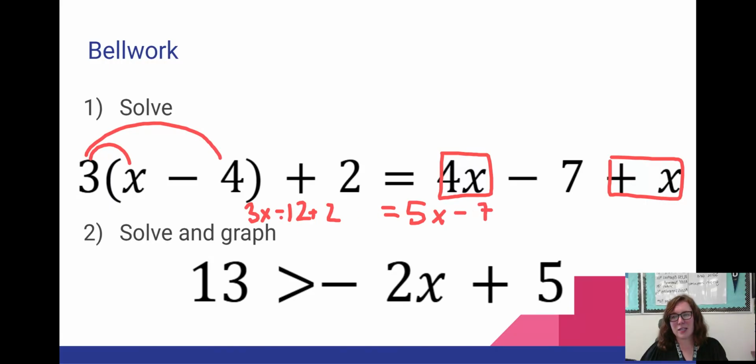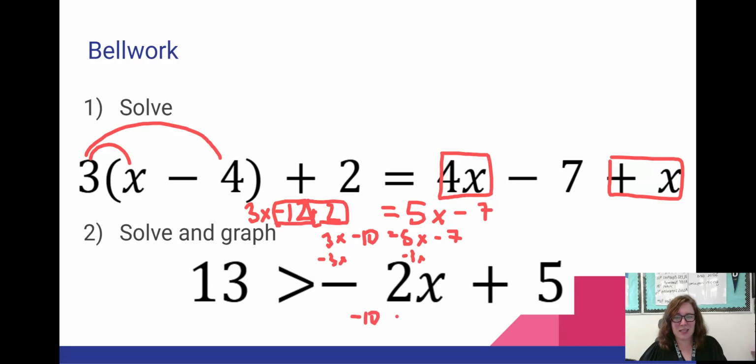Over here I can combine like terms. Minus 12 plus 2 is going to be a minus 10. So I have 3x minus 10 equals 5x minus 7. There's an x on both sides. I don't like that. Choose one to get rid of. I choose to get rid of the 3x.